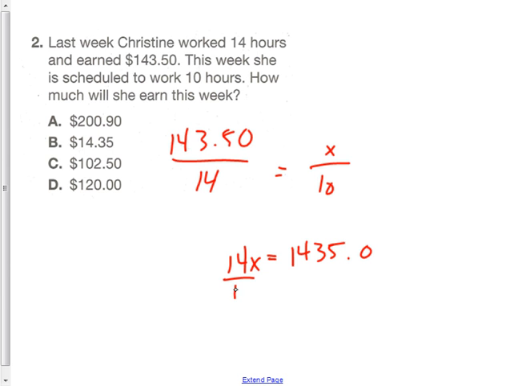Then we've got to divide by 14 on both sides because that is the coefficient. All right, so 1435 divided by 14 is 102.50. That's how much she should make working 10 hours this week.